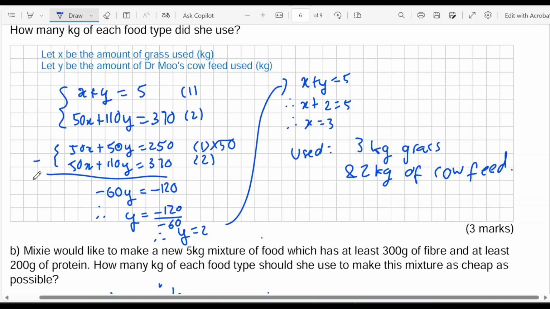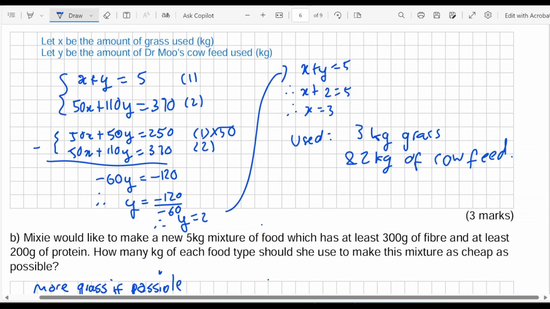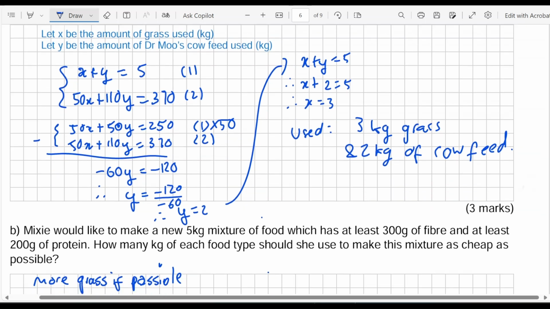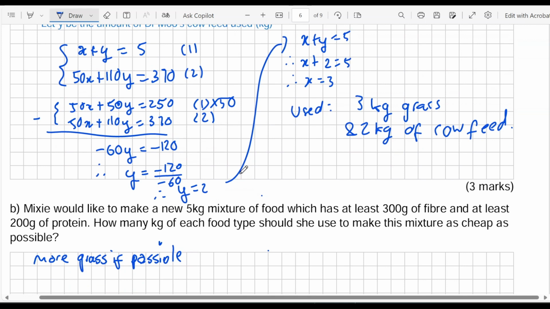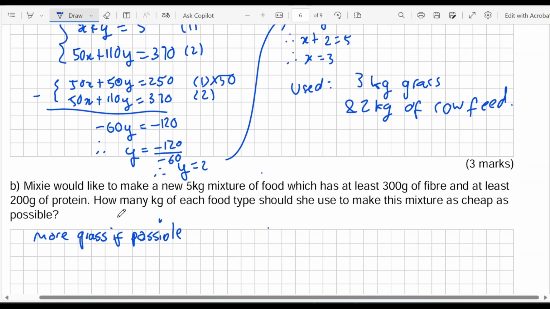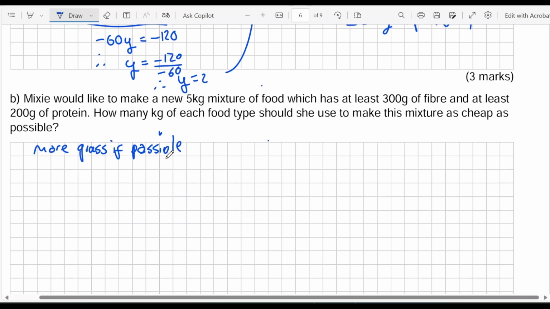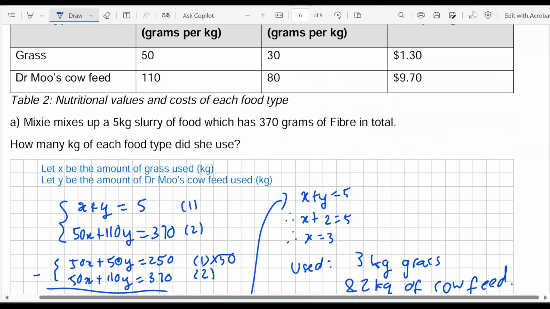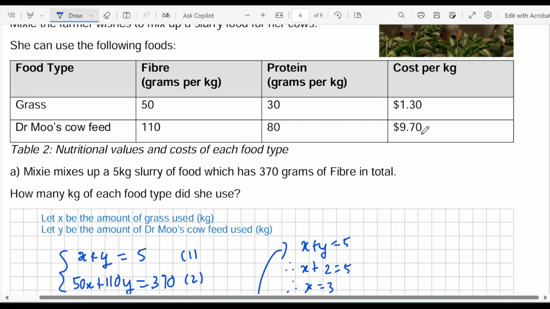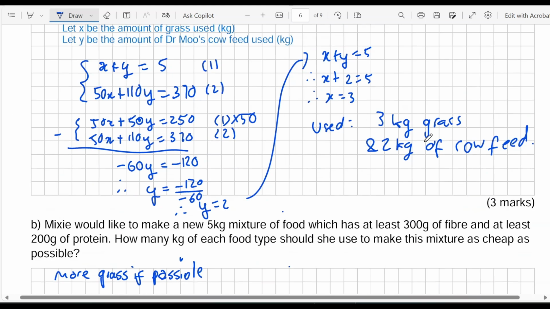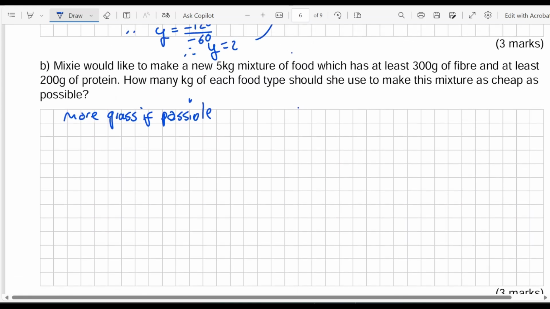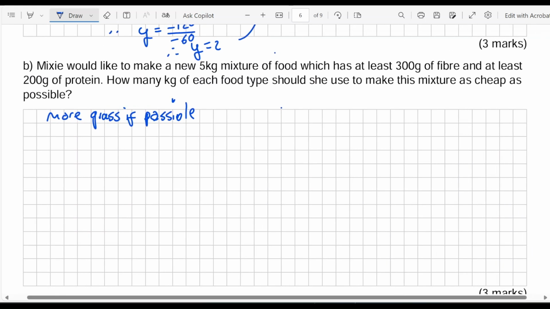Wonderful. All right, next up we have this part B. Now, I'll pre-warn you, there's not a standard formulaic way to solve this in 11 methods, but essentially you've just got to problem solve and think about what you might want. So she's trying to make this mixture as cheap as possible while hitting the requirements for fiber and protein. So she'd like to have more grass in the mixture if possible, mainly because the grass is much cheaper than the cow feed. So basically, how much grass can we put in the mixture while still hitting those two limits?